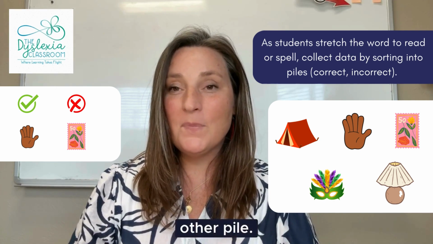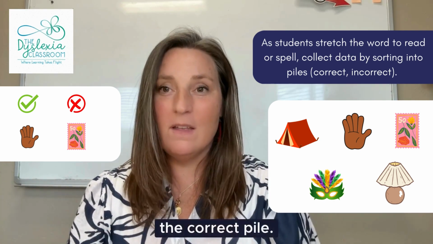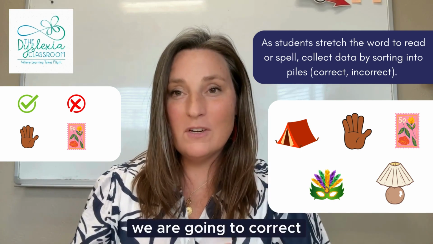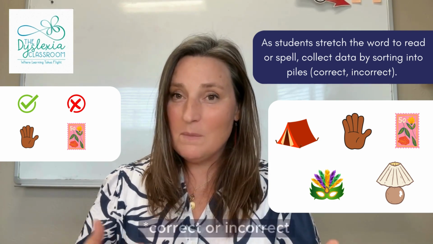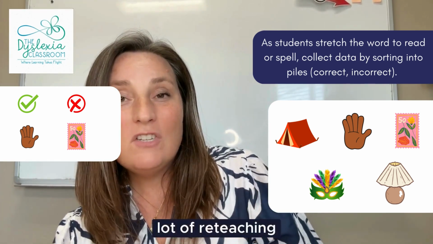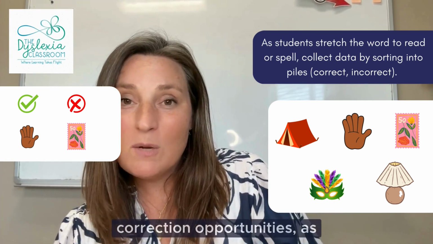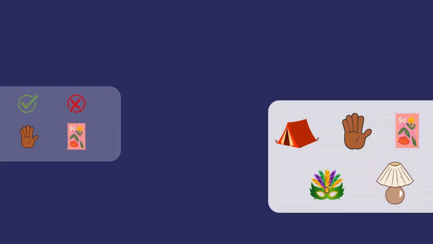As the student stretches out the word, if they're saying all the phonemes, it's going to go into the correct pile. If not, I'm going to provide an error correction, model it, the student echoes, and it goes into the other pile. So we would practice hand, goes in the correct pile. Stamp, they left one off, they're going to correct an error. We'll practice with those sorting tasks. It's going to provide me with a lot of reteaching opportunities, explicit error correction opportunities, as well as providing me with a lot of data in the moment.